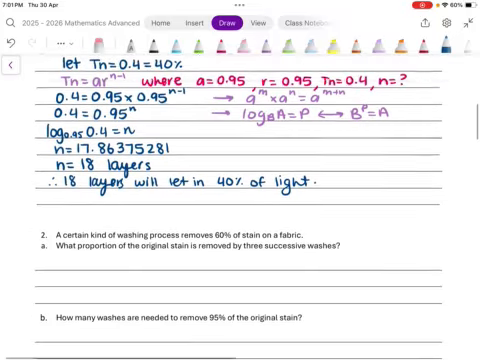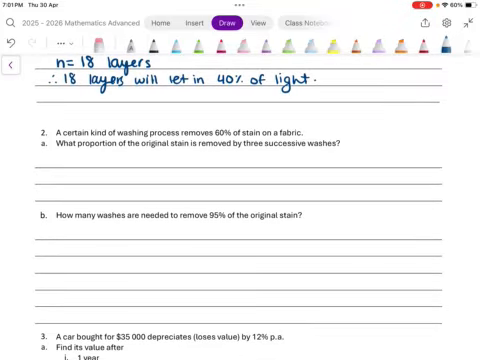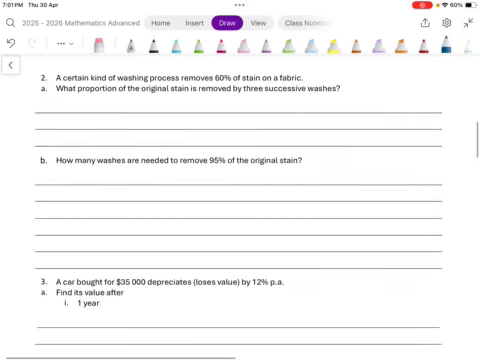Okay, moving on to question 2. Question 2, we have a certain kind of washing process that removes 60% of stain on a fabric. What proportion of the original stain is removed by 3 successive washes? So what we have is that it removes 60% of the stain. So what this means is there is 40% of the stain remaining. So that means that T1 is equal to 40%.